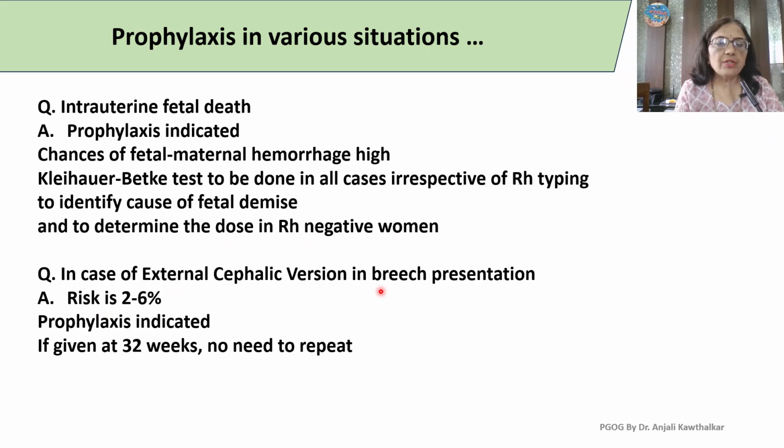In external cephalic version in a breech presentation, the risk is 2 to 6%. Prophylaxis is indicated. If routine antenatal prophylaxis has already been done at 32 weeks, then there is no need to repeat the dose.